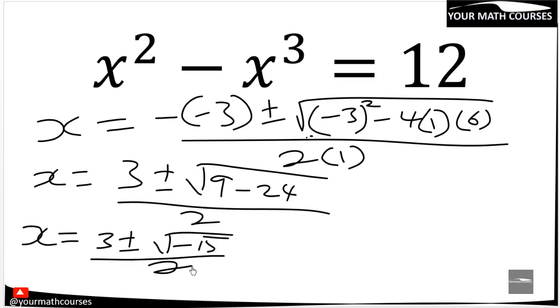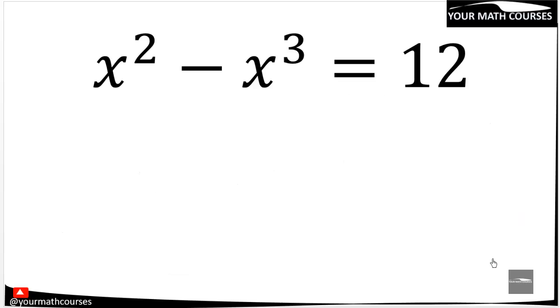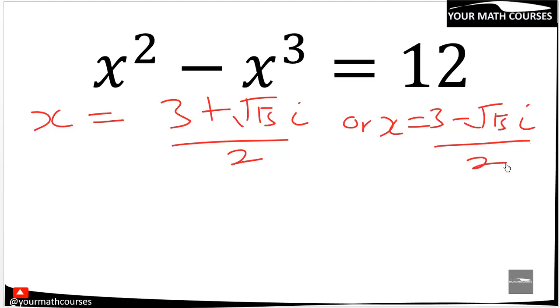So we have x equal to 3 plus or minus square root of -15 all over 2. Recall that we can rewrite square root of -15 as square root of 15 times square root of -1. And remember that square root of -1 is equal to i. So all over 2, we are going to obtain x equal to 3 plus square root of 15 i over 2, or x equal to 3 minus square root of 15 i over 2.